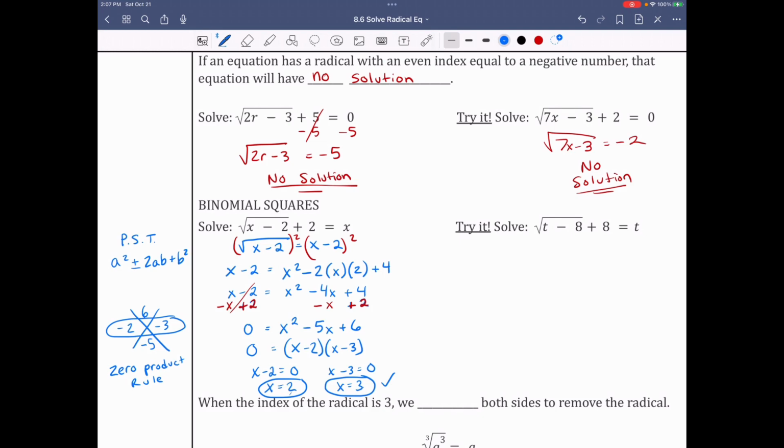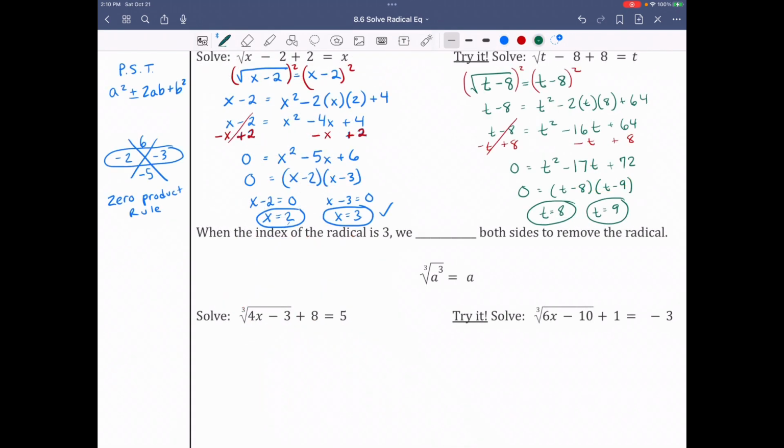All right. In your groups, you can do the try it. And if you had a question on that example, please call me over. I'd be happy to explain the example further. But right now, in your groups, do the try it. Take a moment to check your answer.